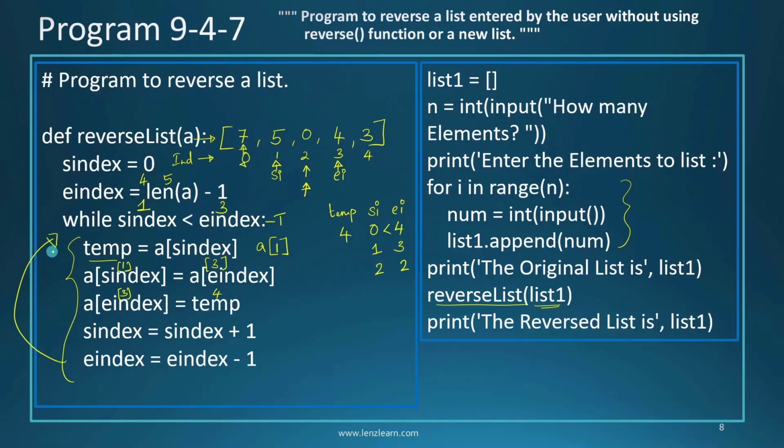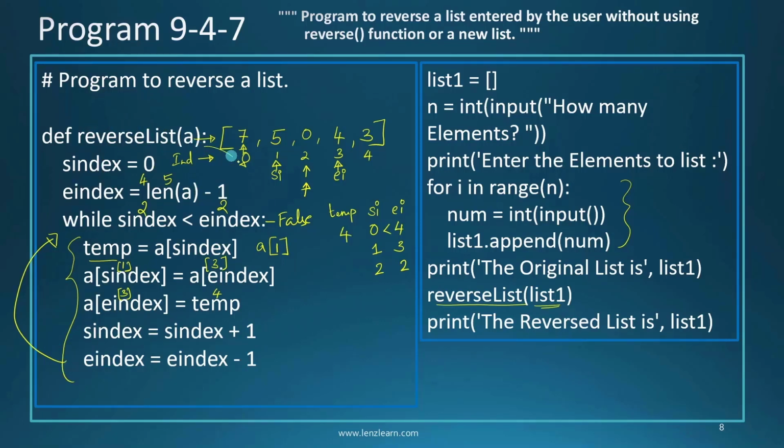So again the control will come back to while, and here I will check the value of S index, that is 2, is less than E index, which is also having 2. So you can see this is false because 2 is not less than 2, right? They are equal, so this will be false. Your while loop will terminate. Now once the while loop terminates, your function is finished.